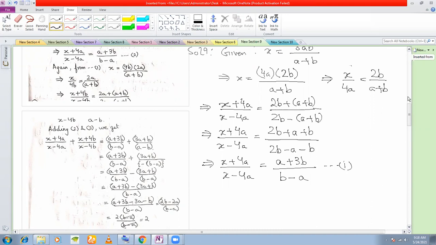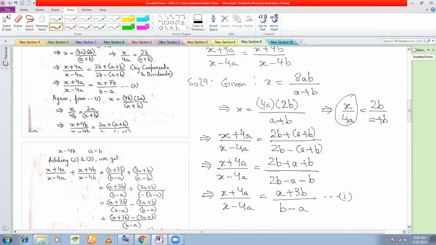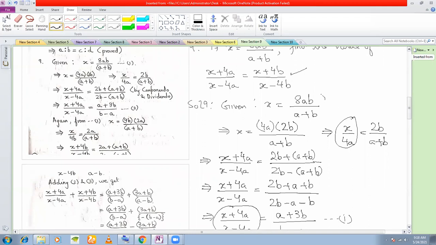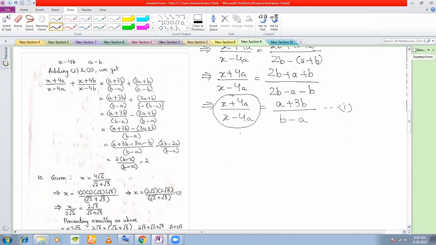Now we have found out x by 4a, right? And from x by 4a, we found out x plus 4a by x minus 4a. Now what else do we need? We need this one, x plus 4b by x minus 4b. So we try to find out the value of this from this given. So we start from x is equal to 8ab by a plus b.